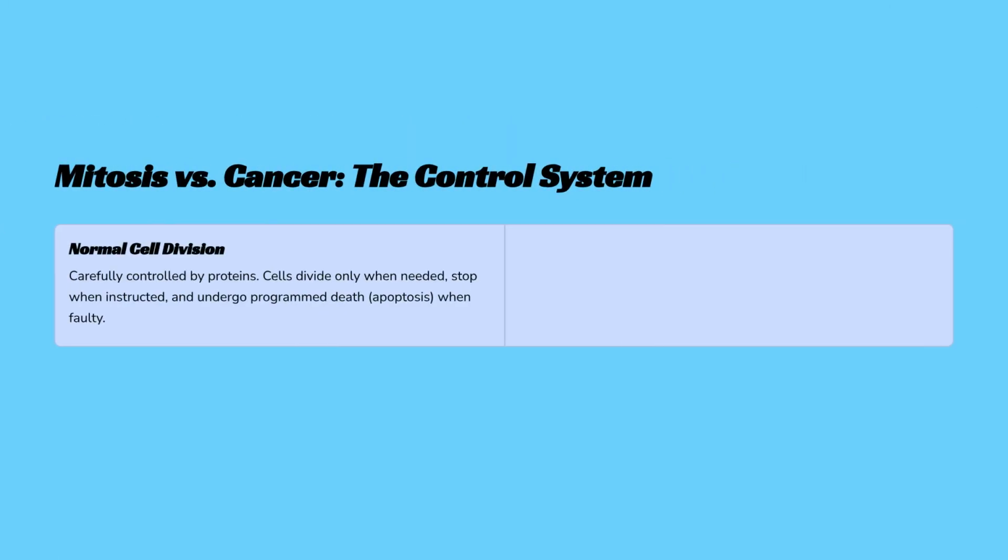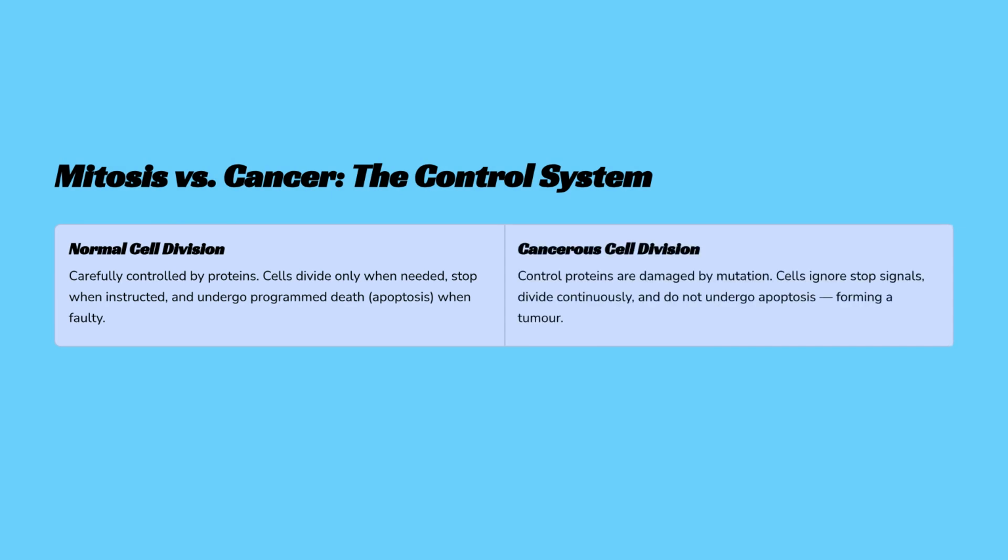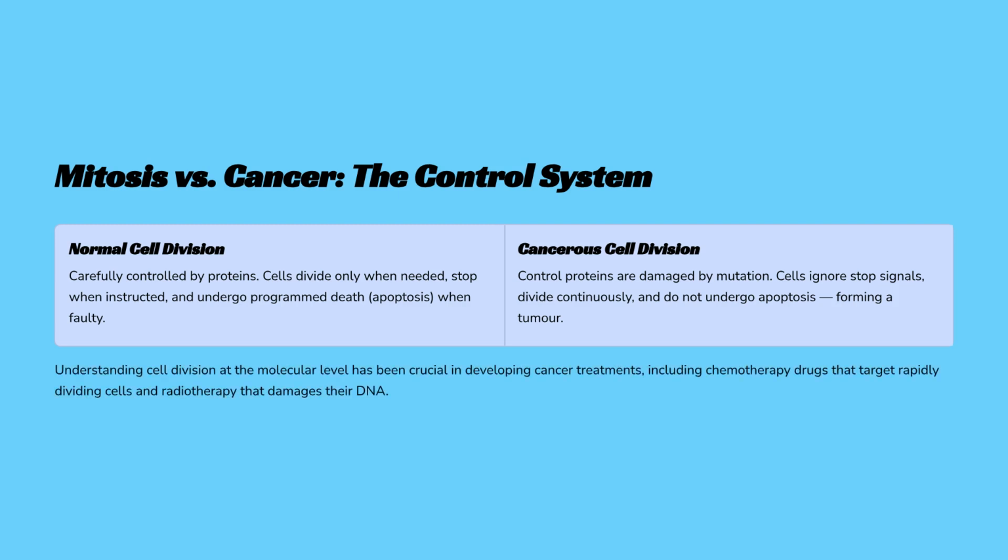Normal cell division is carefully controlled, dividing only when needed, and undergoing apoptosis when faulty. Cancerous cells ignore stop signals and divide continuously, forming tumors. Understanding this control system helps develop cancer treatments.